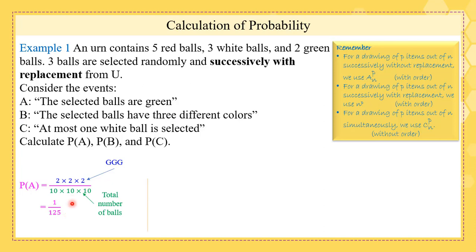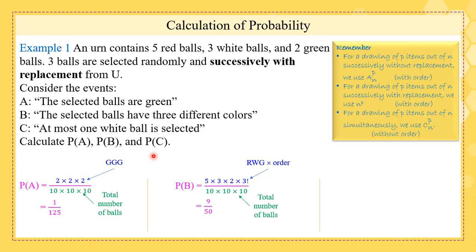Now for P of B, the selected balls have 3 different colors. In this case, we have red, white, green, and don't forget the order. And the order in this case is 3 factorial. Now for red, we just put 5. For white, we put 3. And for green, we put 2. And this is the order.